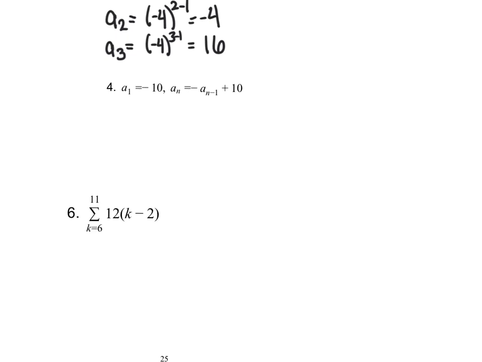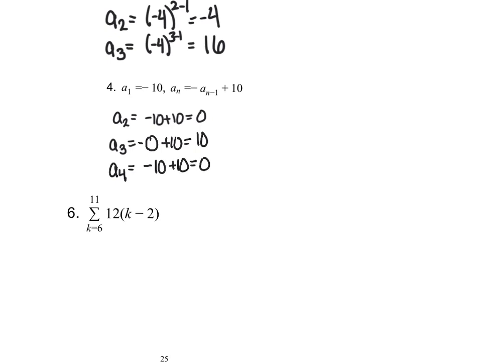All right, number 4, we're going to start with negative 10 as our first term. So our second term would be negative 10 plus 10, which is 0. So our next term is going to be the negative of the previous term plus 10. Can't have a really negative 0, so that's 10. Our fourth term is the negative of the previous term plus 10, so that's going to be 0. Our fifth term is the negative of the previous term plus 10. Obviously, it's going to be 10. So our pattern here is 0, 10, 0, 10, 0.